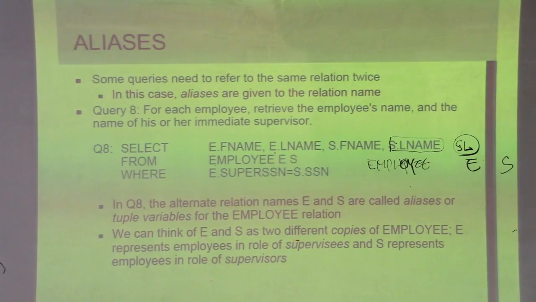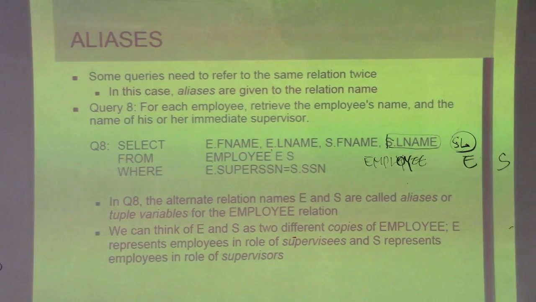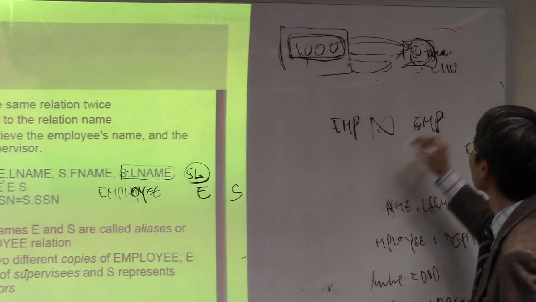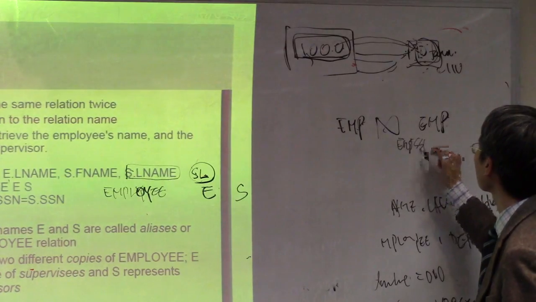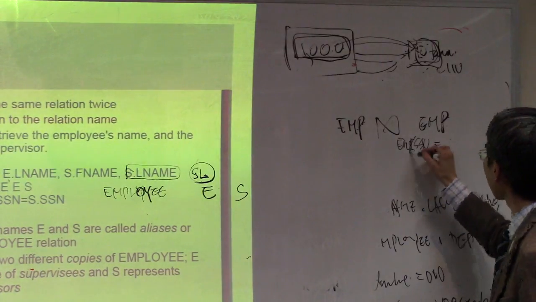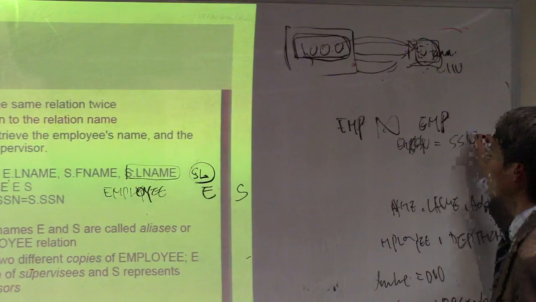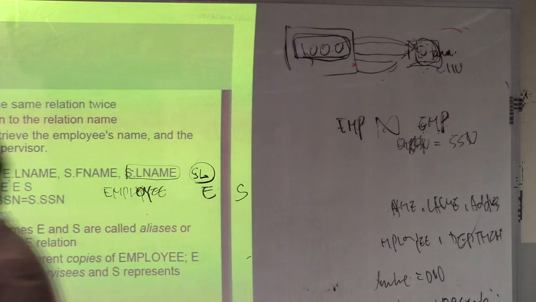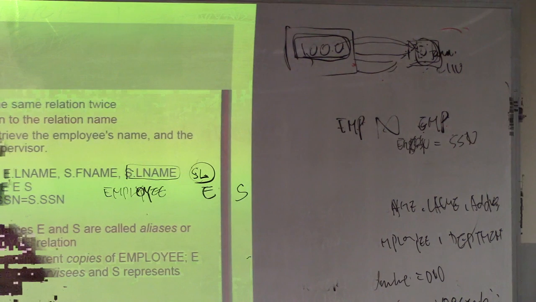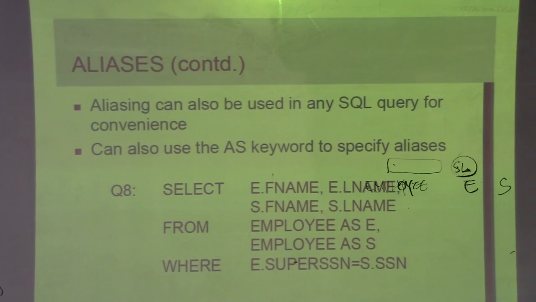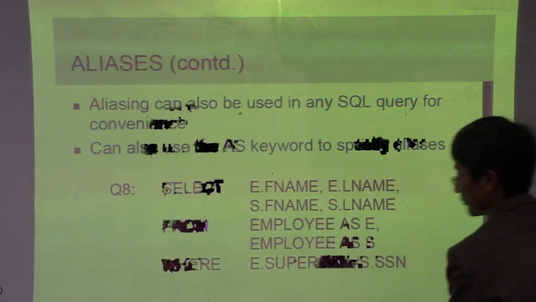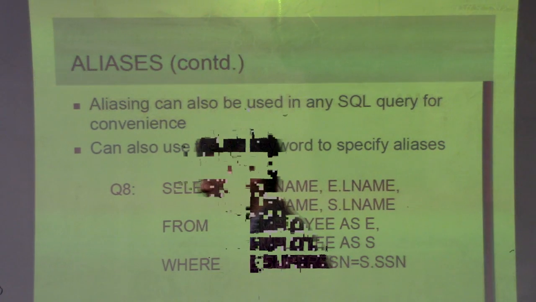Okay? Employee join employee. So this employee SSN is equal to super SSN is SSN. It's a recursive. Okay? That is the aliases. So it's the same thing. Employee as E, we can omit this AS for convenience. It's not a big problem.